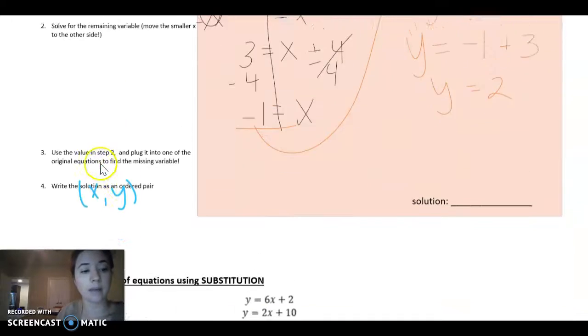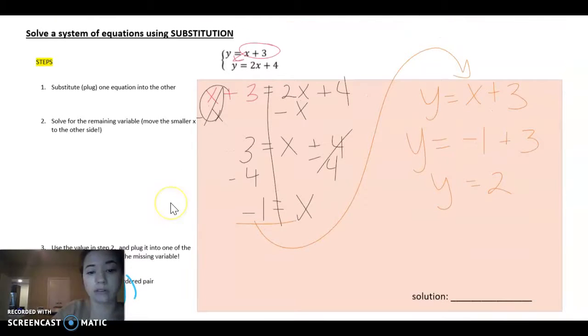Now, final step, write our solution as an ordered pair. So my answer is x comma y. My x value is -1, comma, my y value is 2.